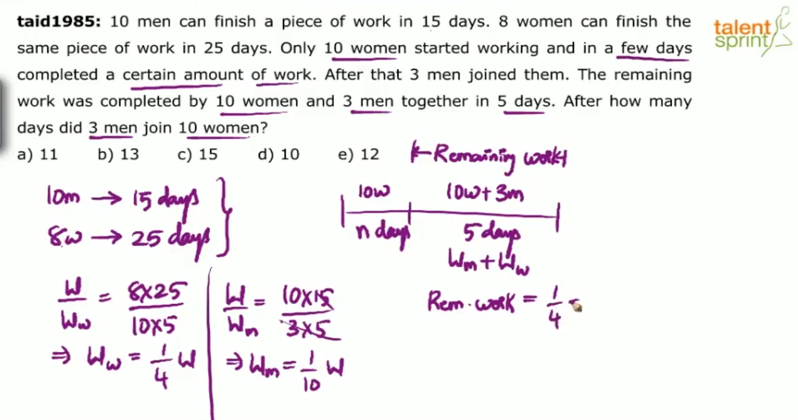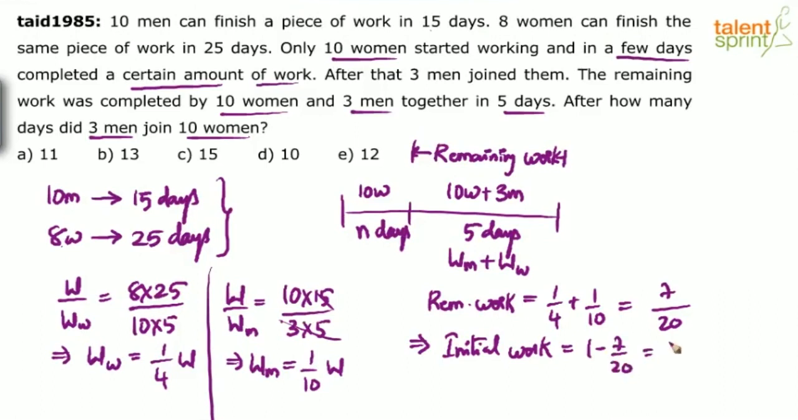So 1/4 of the work plus 1/10 of the work. Are you able to follow? How much is remaining work? 1/4 plus 1/10. You simplify this. How much will it be? Let's say 20 is the LCM. So 5 plus 2, 7 by 20. 7 by 20 is the remaining work, right? Implies the initial work will be equal to 1 minus 7 by 20, which is 13 by 20. This is remaining work and this is the initial work. So the initial work was 13 by 20.